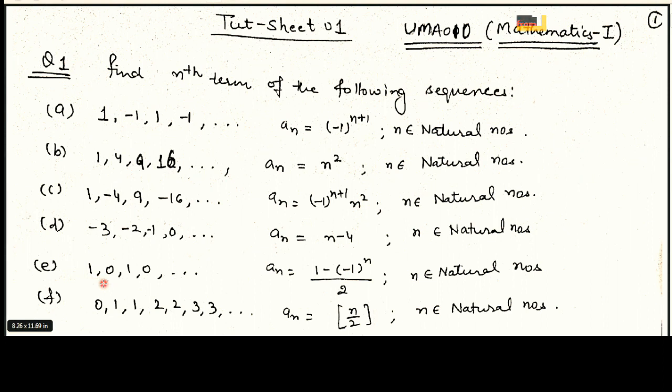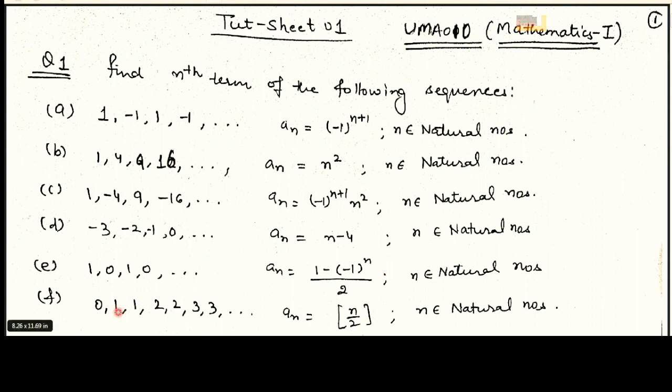E part, you have a sequence 1, 0, 1, 0 and so on. So here the first term is 1, second term is 0, third term is 1, fourth term is 0 and so on. It means whenever your n is odd, you require the term to be 1, and when your n is even, the term is 0. So it can be written as 1 minus minus 1 to the power n, divided by 2. When you put n to be 1, you will have 1 plus 1 by 2, which is 1. When you put n to be 2, you will have 1 minus 1, which is 0 and so on.